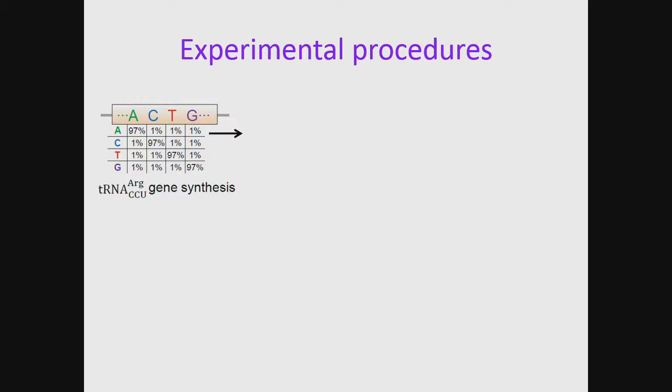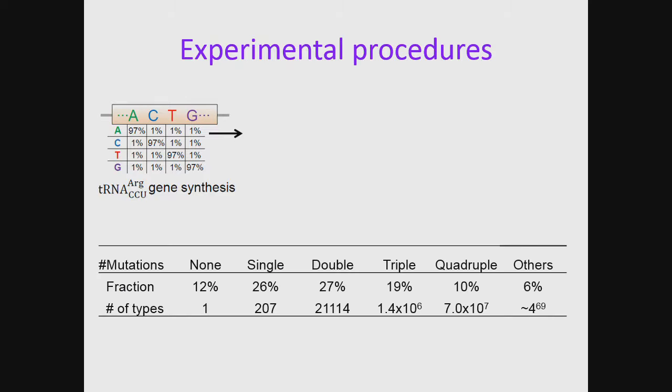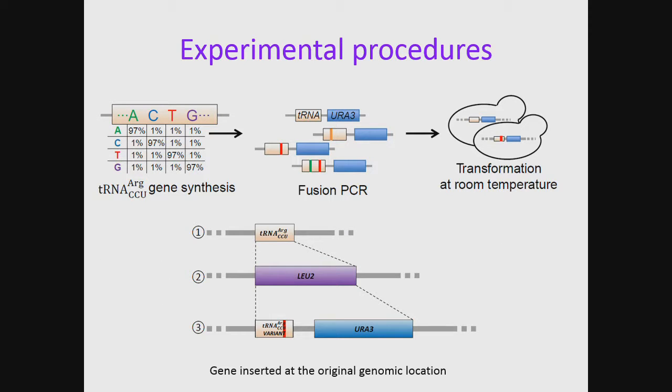So here is the experimental layout. At each site, I have 95% as the original wild-type nucleotide, and for the other 3 nucleotides, I make 1% of each. This way, I can maximize the fraction of double mutants. As a result, 27% will be double mutants. And then I link these tRNA variants with a marker gene, the URA3 gene, and use that to replace the LEU2 gene originally inserted at the genomic location.